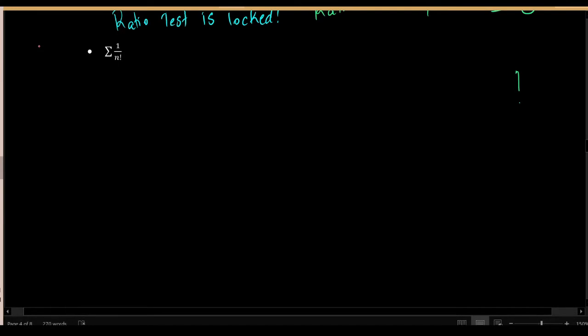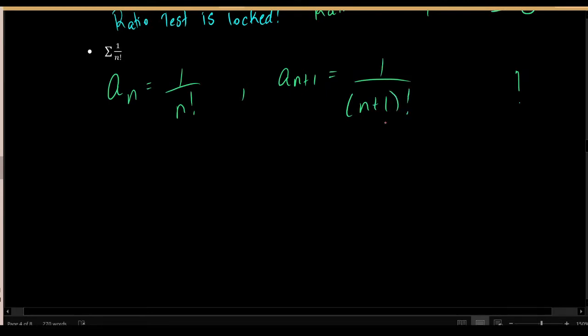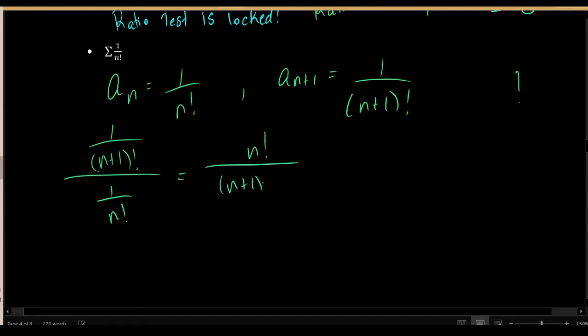So where does ratio test shine? Ratio test shines when we're dealing with a problem such as 1 over n factorial. In this case, we have a sub n equals 1 over n factorial. And we have a sub n plus 1 equals 1 over (n plus 1) factorial. So what we're trying to figure out is the limit as n goes to infinity of a sub n plus 1 divided by a sub n, which simplifies to n factorial divided by (n plus 1) factorial.